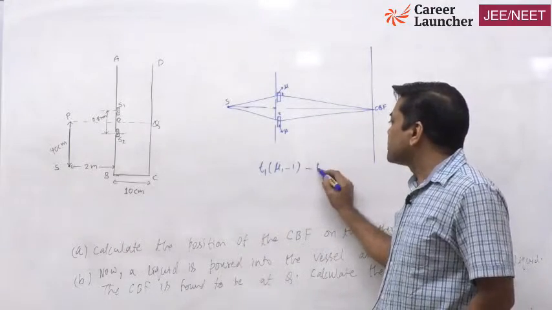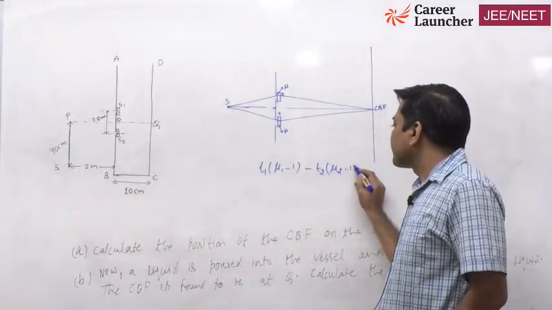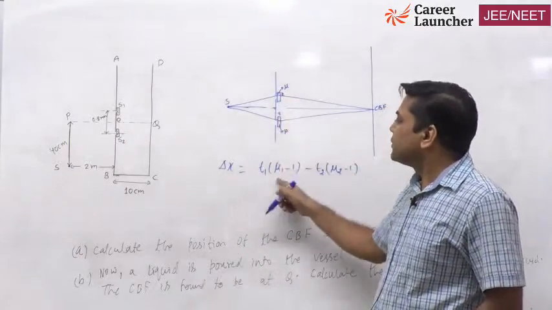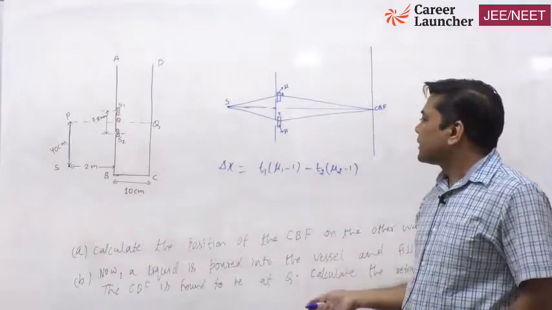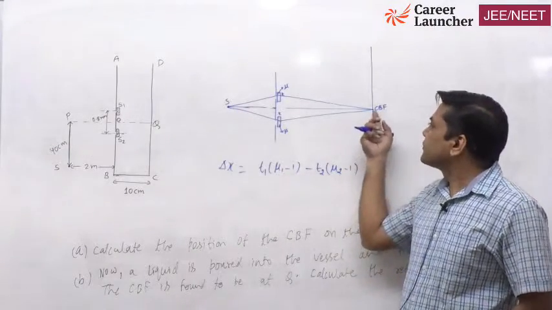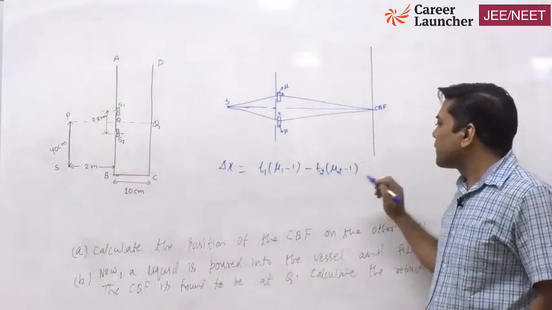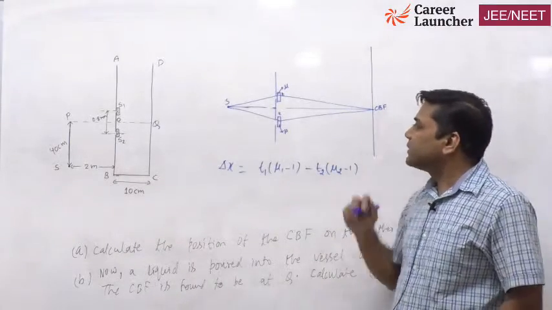And minus T2 upon mu2 minus 1. So this is the delta x. If this is T1, this is mu1, this is T2, this is mu2. If this is positive, the CVF will go up. If this is negative, the CVF will come down. And if it is equal to 0, that means the CVF will remain the same.